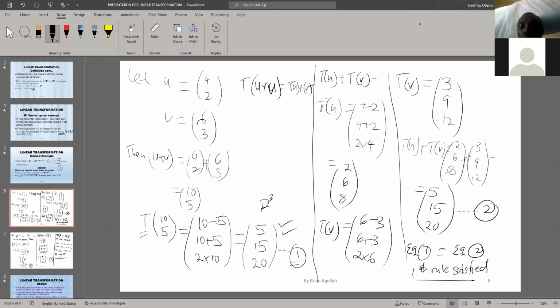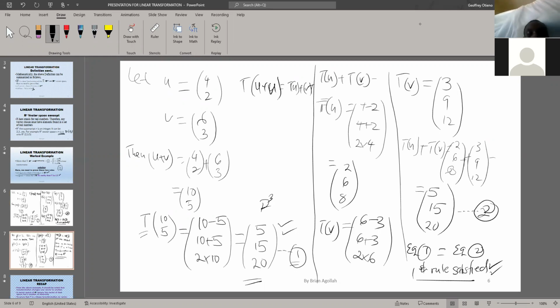Then we need to prove that if we take the individual vectors and transform them separately, then find the sum, we get the same answer. So u transformed gives us (2, 6, 8). V transformed gives us (3, 9, 12). If we add the two, we get (5, 15, 20), which is the same as the answer we got here. This is equation 2, so equation 1 is the same as equation 2. So rule 1 is proven.